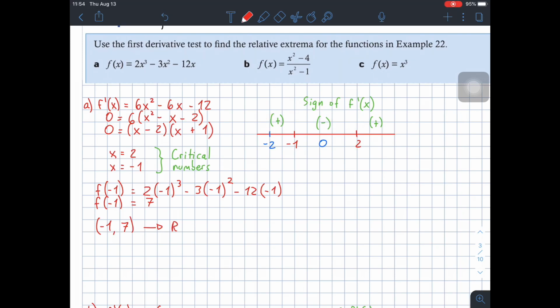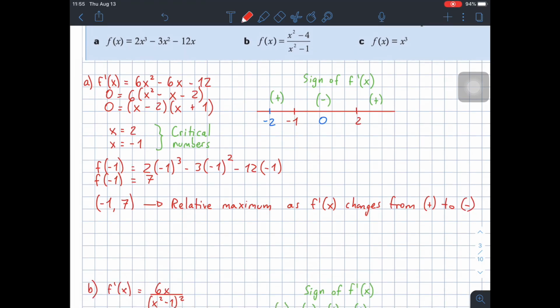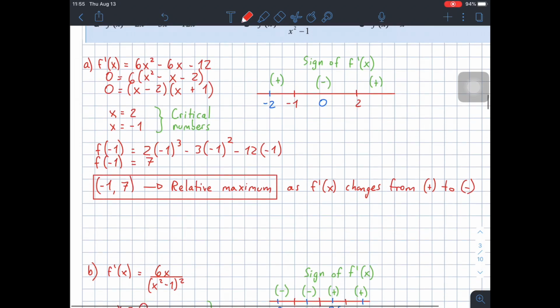So it's a relative maximum as f prime of x changes from positive to negative. Okay, that's the important thing you should realize. So this is the answer for the first part. -1, 7 is a relative maximum.